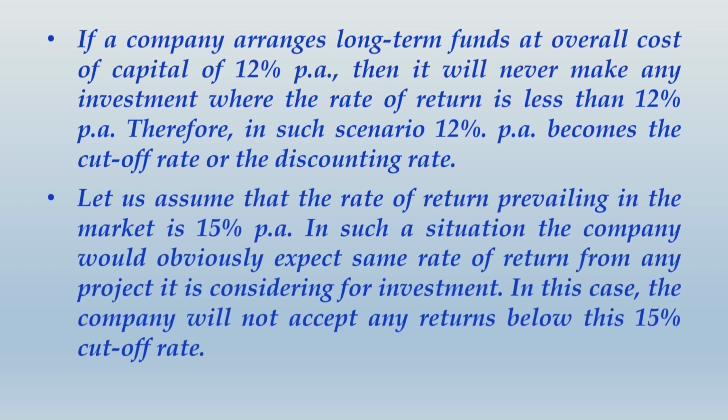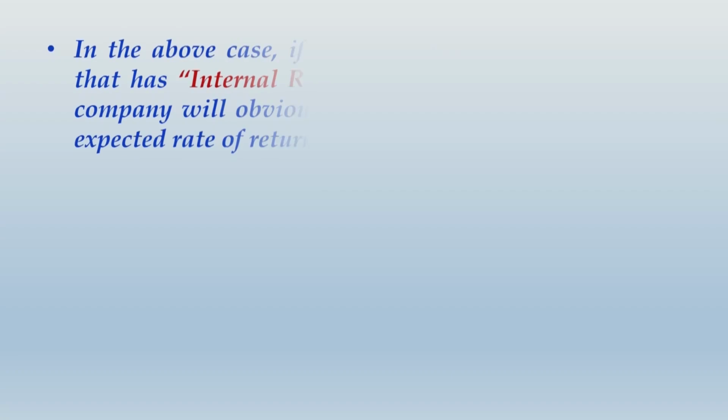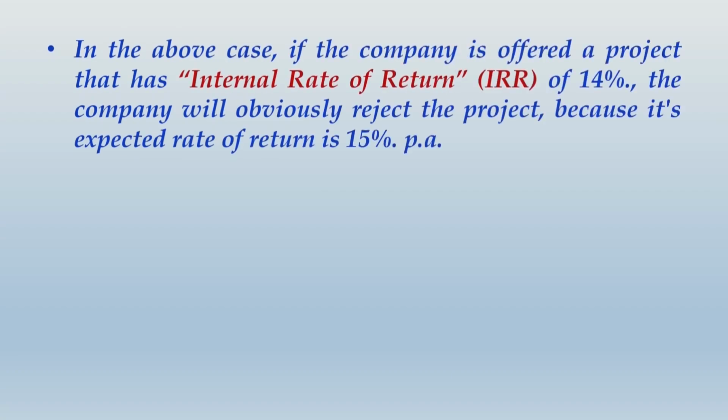Let us assume that the rate of return prevailing in the market is 15% per annum. In such a situation, the company would obviously expect the same rate of return from any project it is considering for investment. In this case, the company will not accept any returns below this 15% cutoff rate. Let us move ahead and continue writing further. In the above case, if the company is offered a project that has an internal rate of return of 14%, that is IRR of 14%, the company will obviously reject the project because its expected rate of return is 15% per annum.